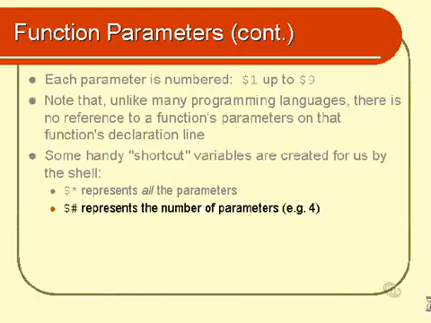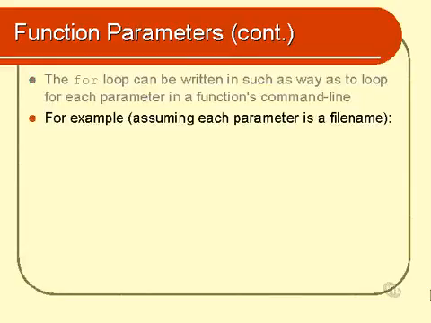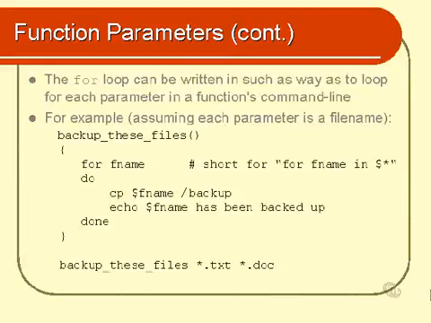And there's one final shortcut that's used with function parameters, which I'll now show you, and that is in conjunction with the for loop. It's actually useful to create a for loop that loops once through each parameter that the function receives on its command line. So the code looks like this. We have a function called backup these files, which we're going to assume takes several parameters on its command line, as you can see in the last line, where we're calling it with star.txt and star.doc.